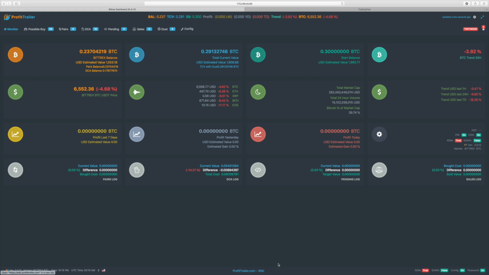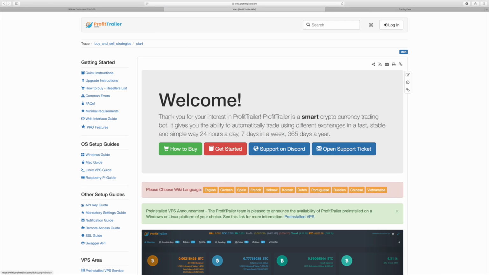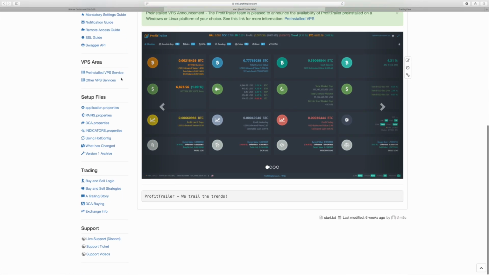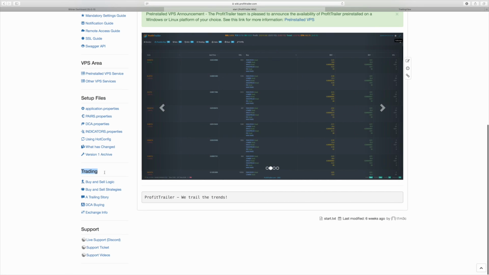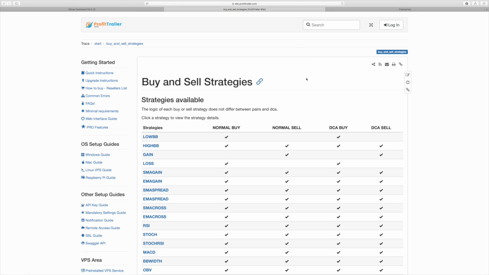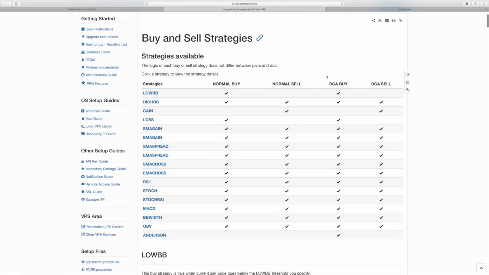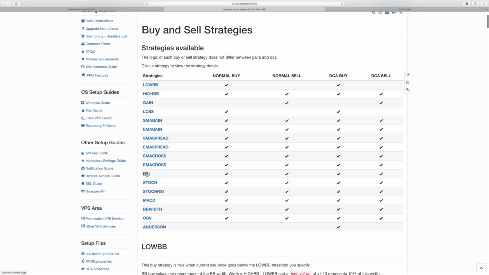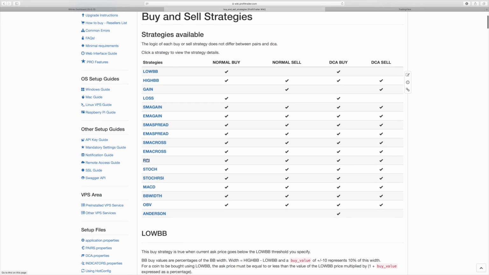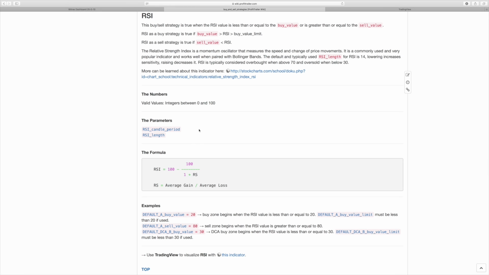In order to find your Wiki, go to the middle of your page down at the bottom and click on the Wiki, and here we are at the Wiki main page. I scroll down and look on the left hand side under the trading heading. We see buy and sell strategies, so we click that. It takes us to this page here. Now if we look about two thirds of the way down the matrix, you see RSI. As we see on this matrix, it is used for the full range of buying and selling, normal and DCA. So we click RSI, and it will take us down to the article, which gives us a little more detail as to what this is.